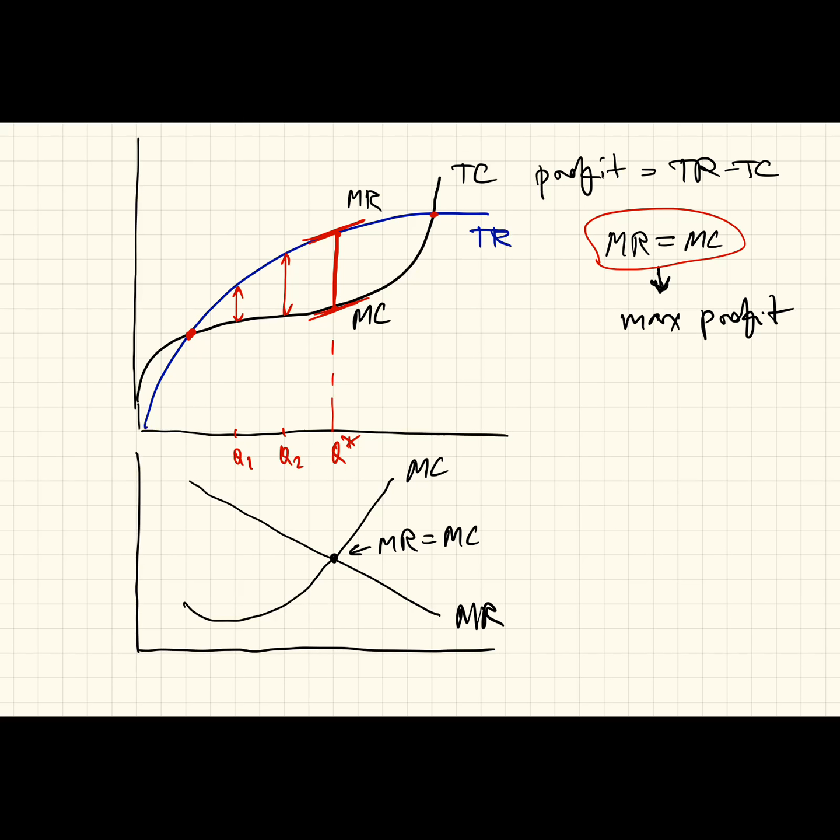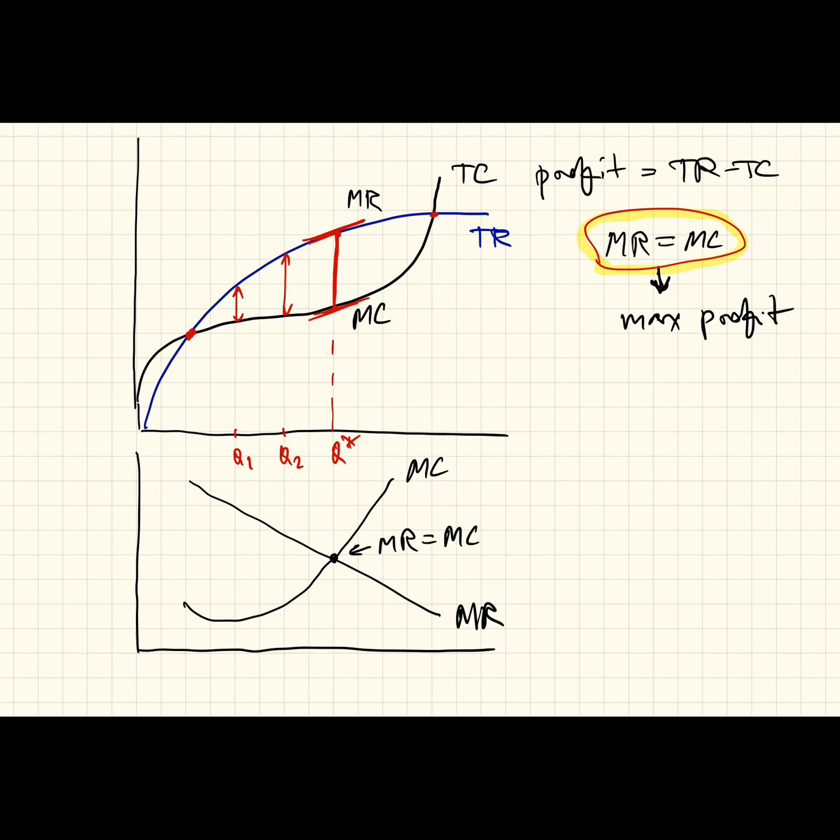Okay, so that's the meaning of this rule. Marginal revenue equals marginal cost gives you the largest possible profit. So now let's draw another diagram, and this is where we're going to use this MC and MR curve, and also the demand curve, marginal revenue curve, and average total cost curve.